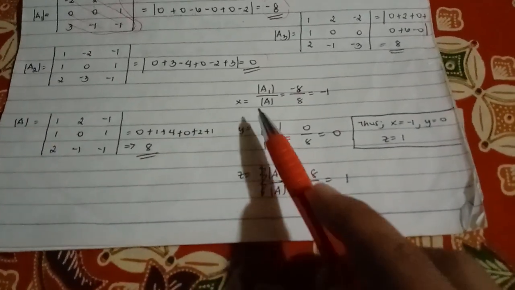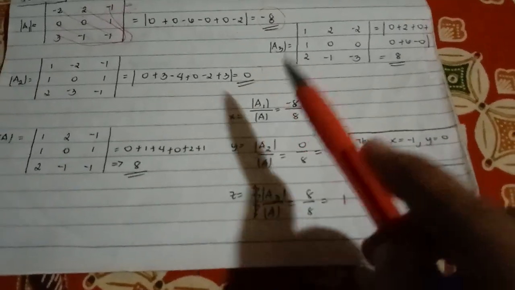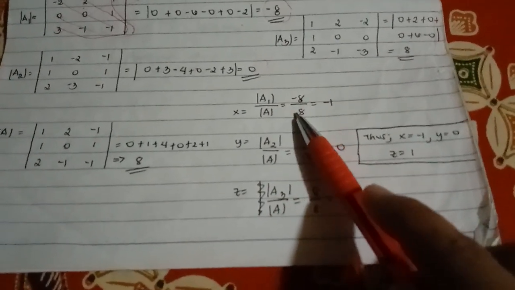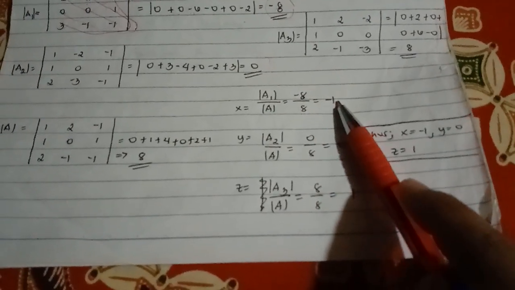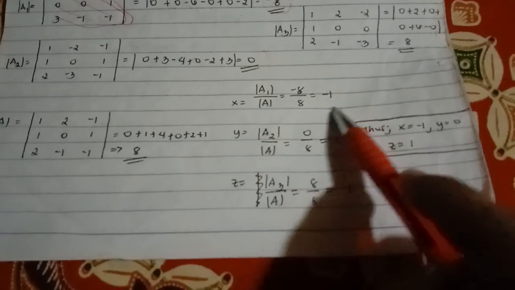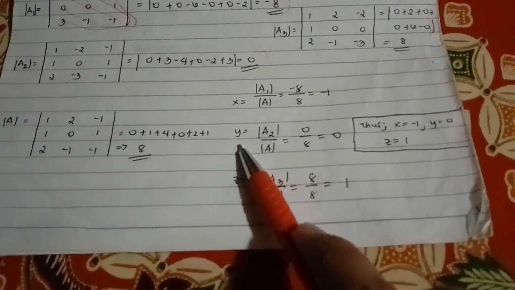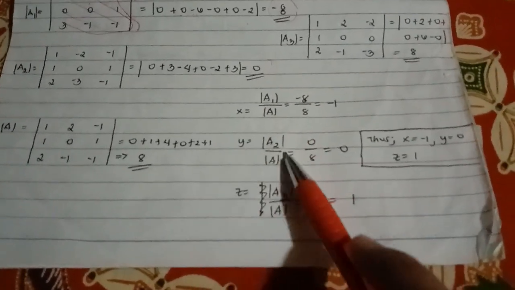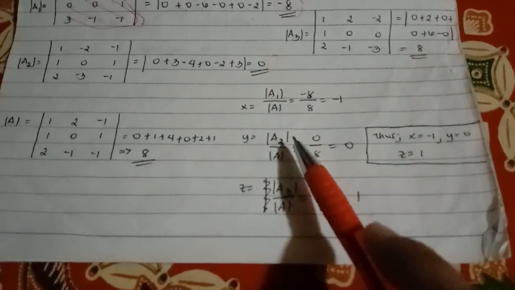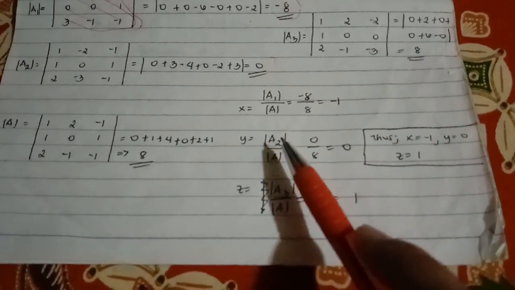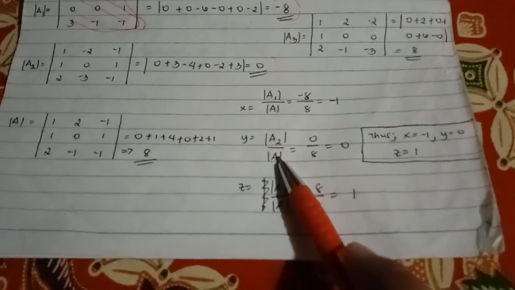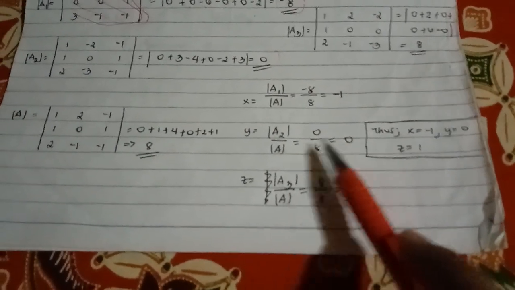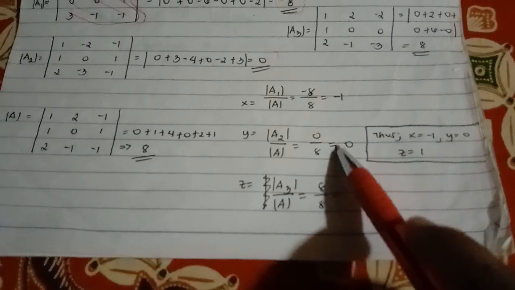So to get the value of x, y, and z, we need to divide the A sub 1 by the determinant of A. So negative 8 divided by 8 is equal to negative 1. So this is the value of x, rather. The next value we need to find is the value of y. To get the value of y, divide the determinant of A sub 2 by the determinant of A. The determinant of A sub 2 is 0 and the determinant of A is equal to 8. So 0 divided by 8 is equal to 0. So this is the value of y.